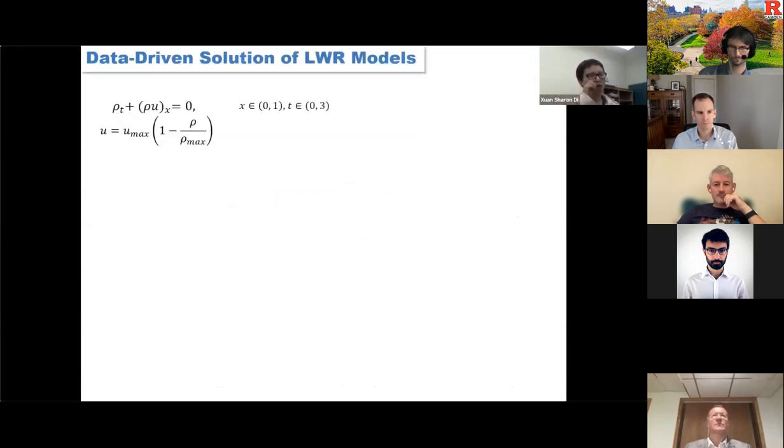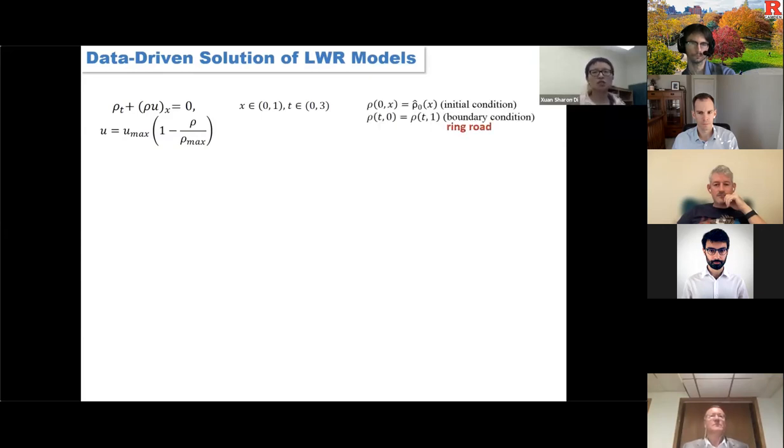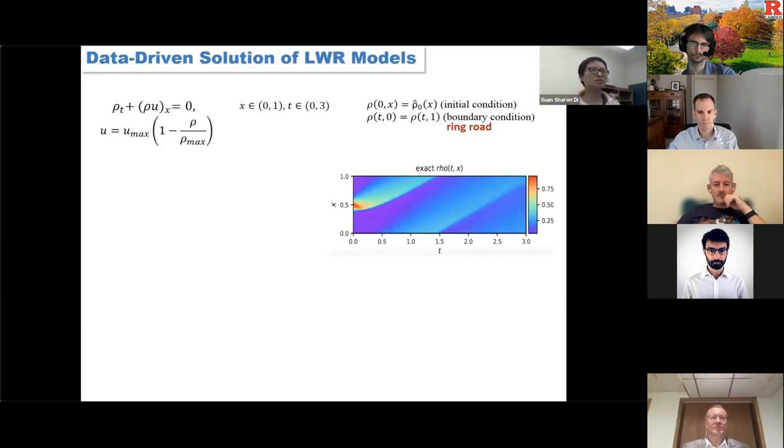Okay, now let me give you an example to demonstrate that process. We just use an ideal LWR model. The first equation is flow conservation. The second is the fundamental diagram. We use the Greenshields model here. The domain x and t are defined. We also define the initial condition and boundary condition. We assume it's a ring road, so the density at the starting point and ending point are the same. Then we can theoretically solve this LWR system using numerical methods, and I provided the numerical solution here in the t and x domain.